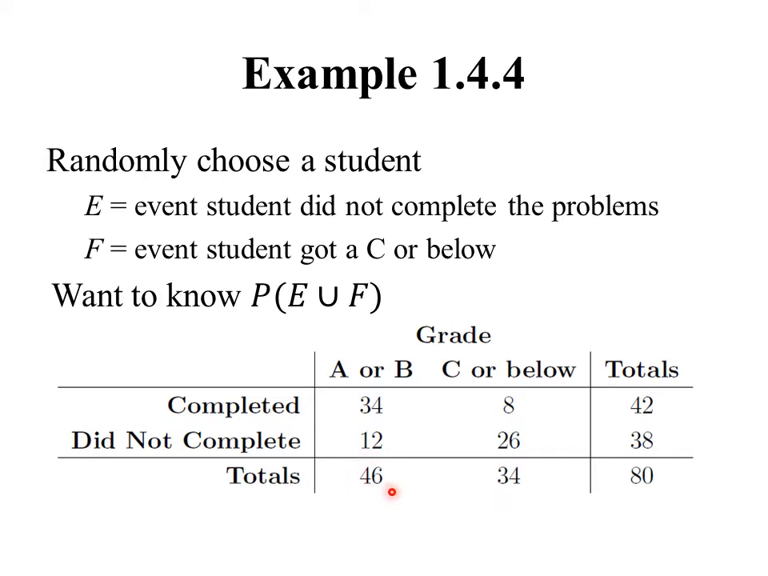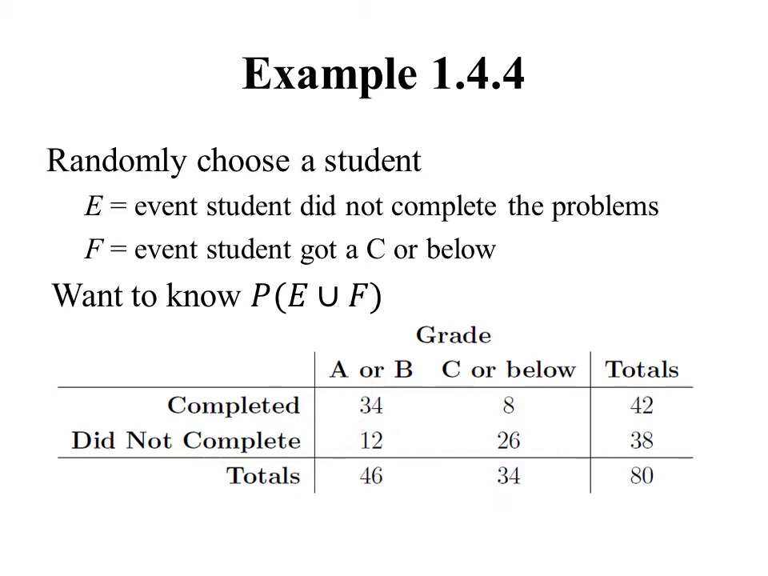Now, the students took the test, and the professor recorded what everybody got. A total of 46 people got an A or a B, and a total of 34 people got a C or below. The numbers in the middle of the table tell us that 34 students got an A or B and completed the problems. 8 students got a C or below and completed the problems. 12 students got an A or B and did not complete, and so on and so forth.